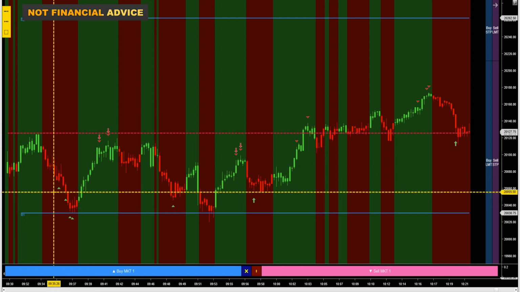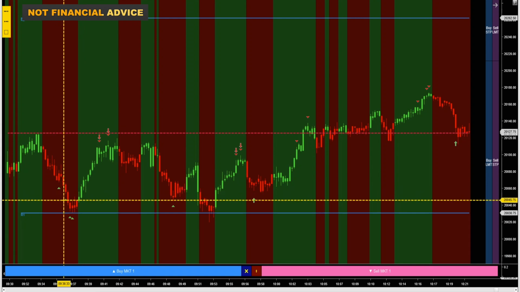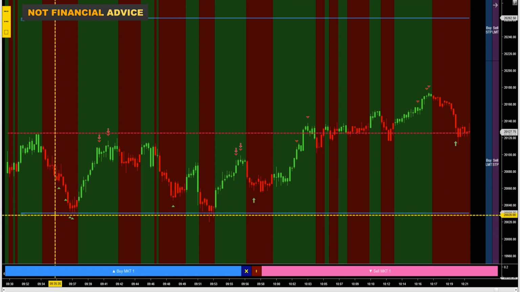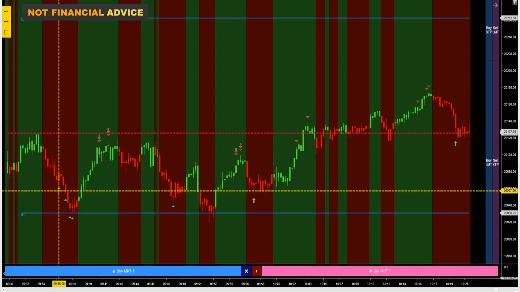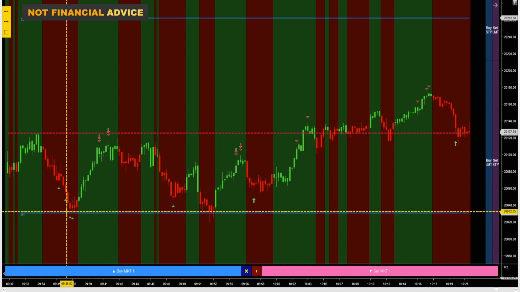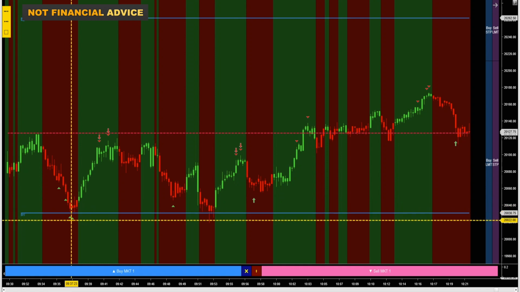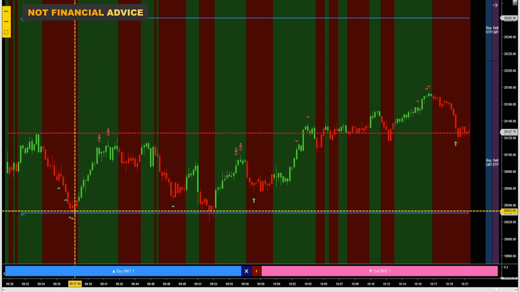So as these divergences are appearing, I'm not doing anything yet, but I'm looking ahead. I notice we have the R1 pivot. Depending on how many signals are building up before I get to the key level, I might take a bounce trade right at the key level. In this case, we had an amazing bounce right off of the R1 pivot.